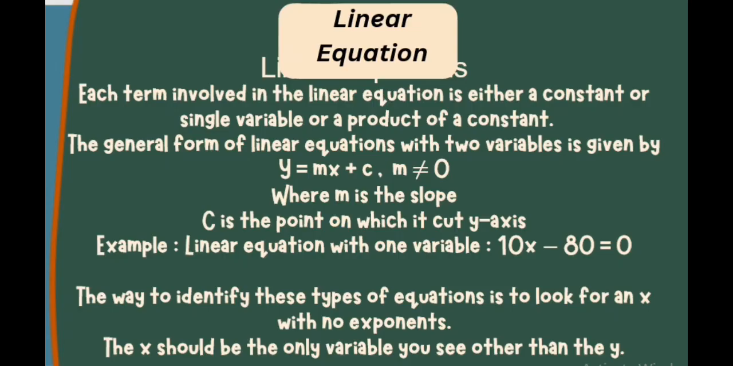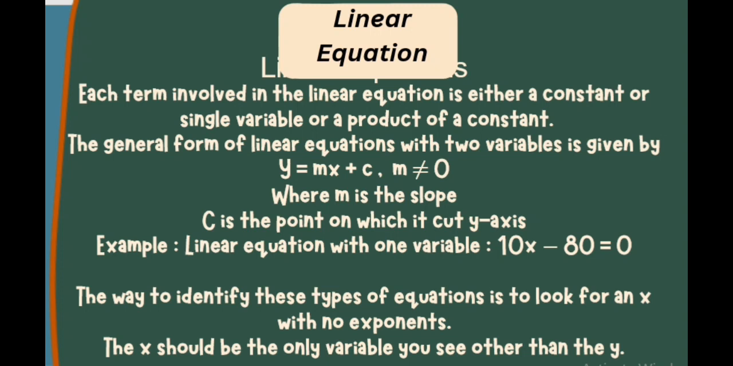What is a linear equation? A linear equation is either a constant or a single variable or a product of a constant. The general form of a linear equation with two variables is given by y equals mx plus c, where m is never 0. m is never equal to what? To 0. And a linear equation is always an equation of a straight line. Even when you plot a graph, it will always give you a straight line graph.